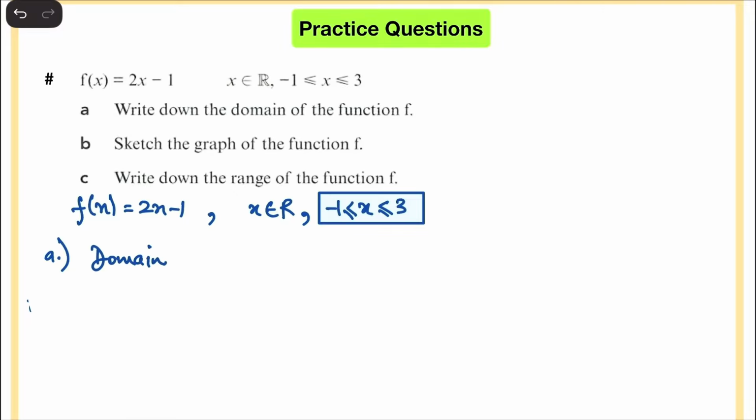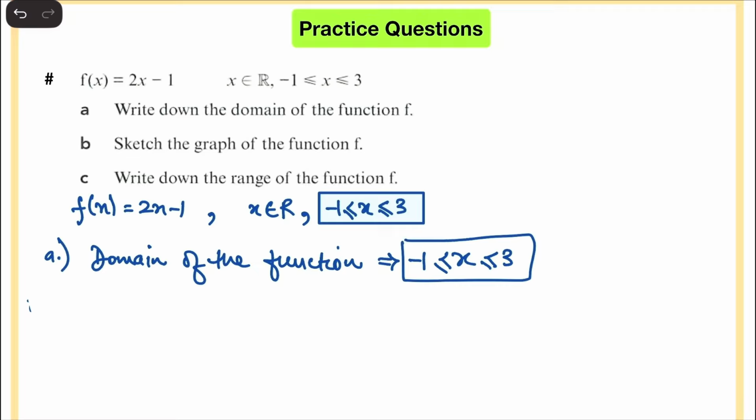So the domain of the function is equal to x, which is less than or equal to 3 and greater than or equal to minus 1, right? Domain means the set of values of x. It is already given in the question, but since they're asking it again, we can mention it. Now part B says sketch the graph of the function f.